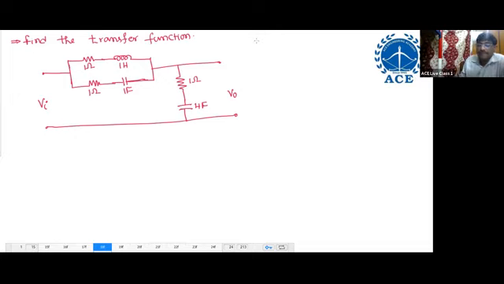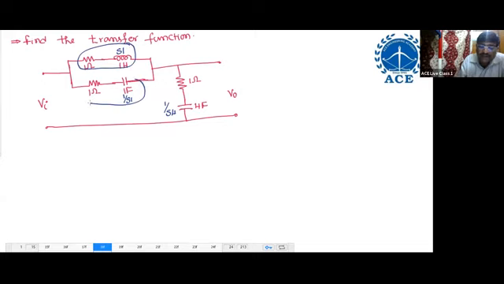Okay, I'll solve it. First, take the Laplace of the capacitor, 1 by SC, where C is 1. Laplace of the inductor, SL, where L is 1. Laplace of the capacitor, 1 by SC, where C is 4. Now simplify this series combination.